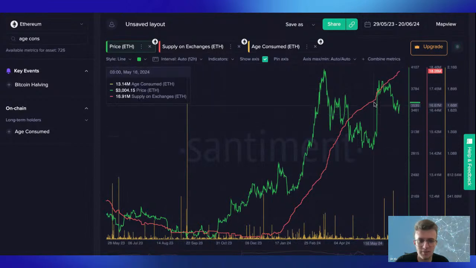And I think we will see something really soon, because a lot of Ethereum is stored on exchanges. So almost 20 million Ethereum are stored there. That's a large amount.